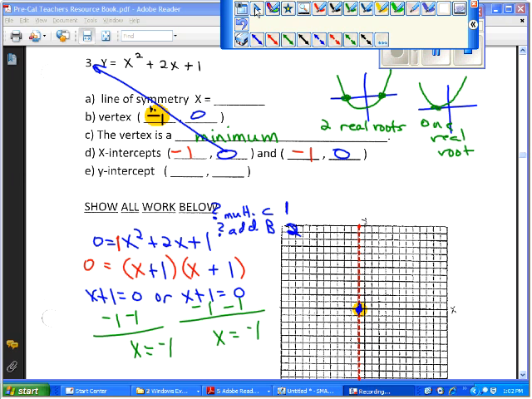Okay? But what would happen if it never crossed the axis like this? We say that it has no real roots, which means the answers look like what? They have an i in them. Okay? So that's something to remember.